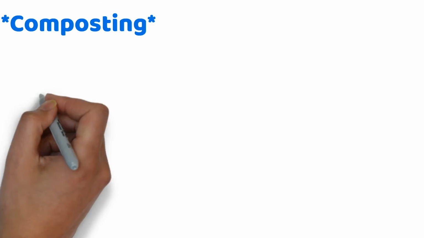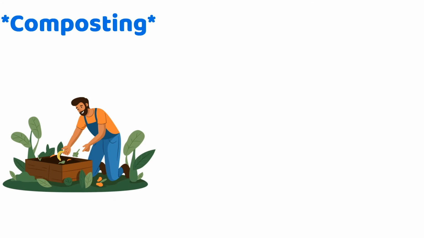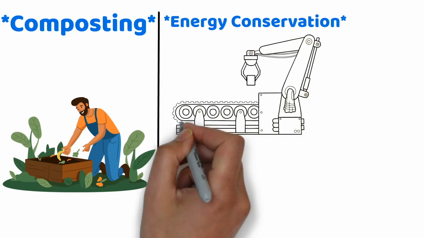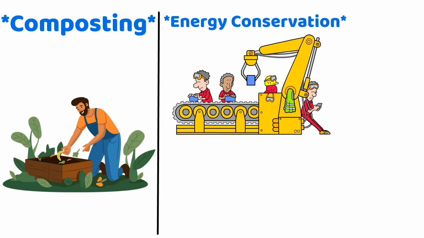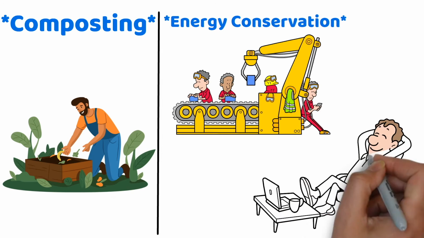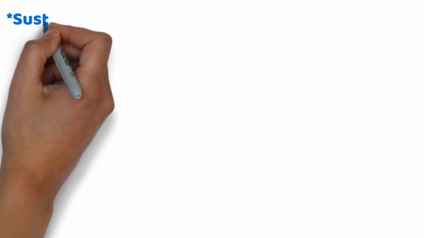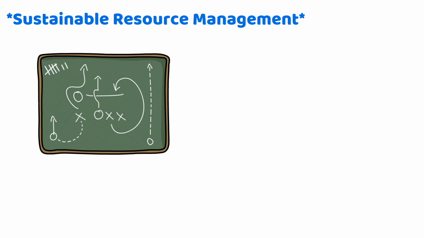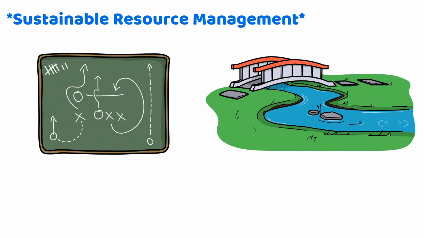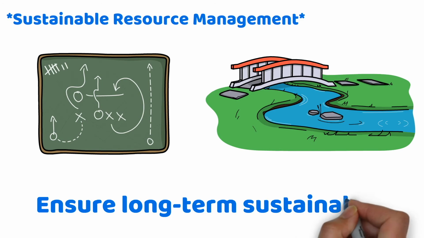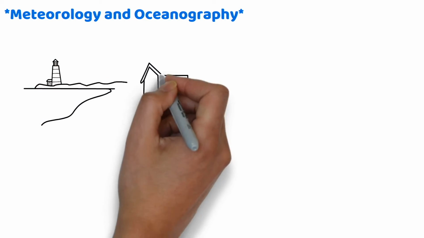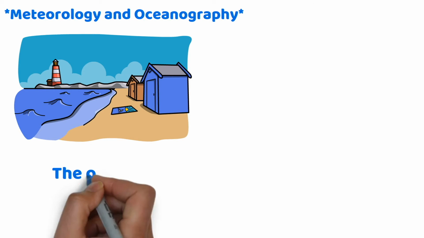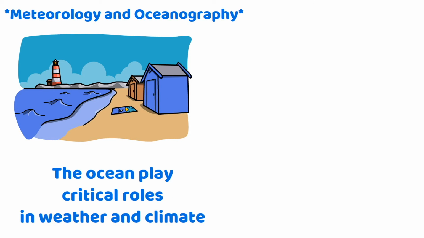Composting. By decomposing organic waste, composting produces nutrient-rich soil, which can enhance plant growth and reduce reliance on chemical fertilizers. Energy conservation. Implementing energy-efficient technologies and practices can significantly reduce energy consumption and environmental impact. Sustainable resource management. This strategy involves the careful and responsible management of natural resources to prevent depletion and ensure long-term sustainability. Meteorology and oceanography. The dynamics of the atmosphere and the ocean play critical roles in weather and climate.